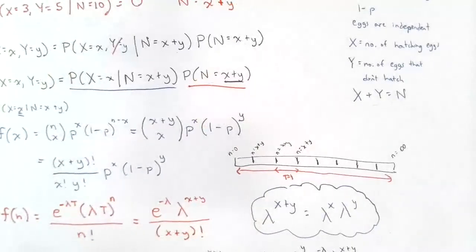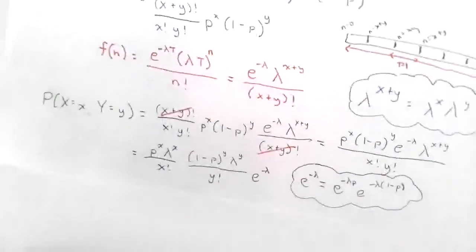So what that ends up looking like: I have e to the negative lambda p. Then I had p to the x, lambda to the x. Well, they're both elevated to the same exponent, so that's just the same as saying lambda p to the power of x, and this divided by x factorial.